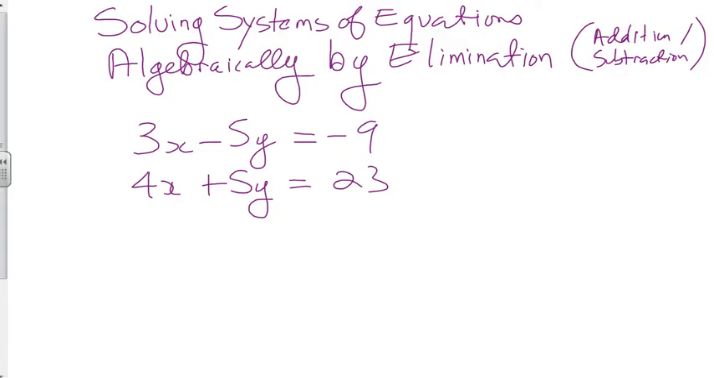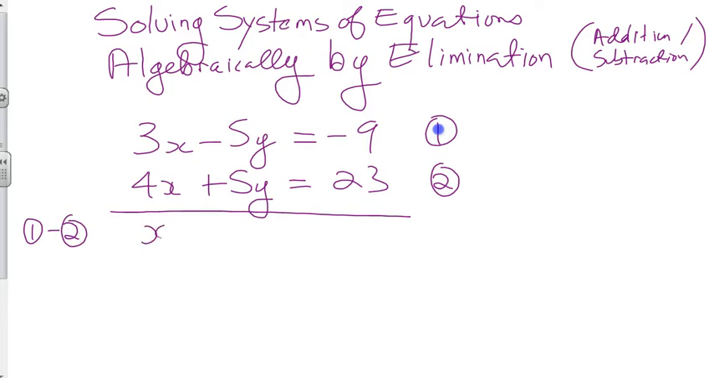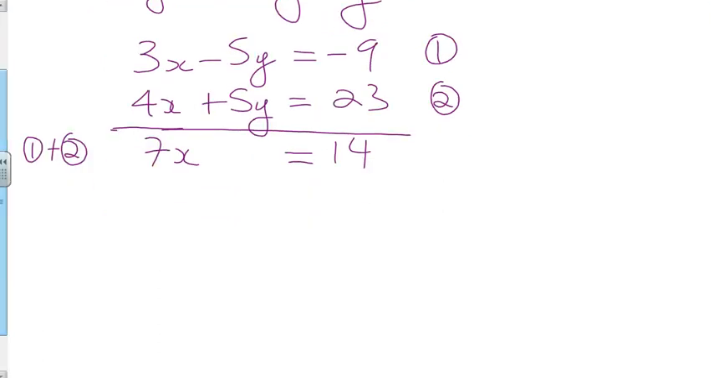So what we're going to do is elimination by adding, because what will that do? It will eliminate the y. Okay, so let's call this 1. Call this 2. Okay, and we're going to go 1 minus 2. 3x minus 4x is negative x. Oh, sorry, we're adding, right? We're doing 1 plus 2. 3x plus 4x is 7x equals 14. The next line that follows is obviously x equals 2.